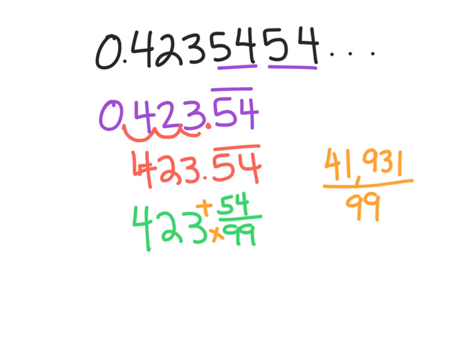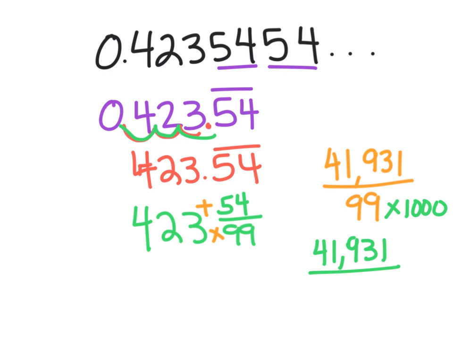Now when I originally did this problem, I moved my decimal over 1, 2, 3 spots. So I'm going to times by 1,000 on the bottom. Again, I did that because it's a power of 10: 10, 100, 1,000. So 99 times 1,000 is 99,000, so my final fraction is 41,931 over 99,000. Now just to confirm, let's type that in. 41931 divided by 99,000. And I end up with 0.423545454. So this would be my correct answer.